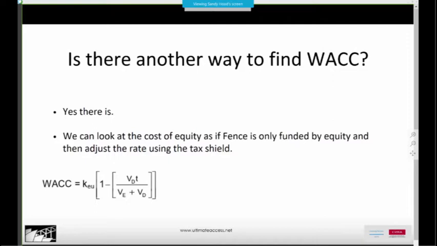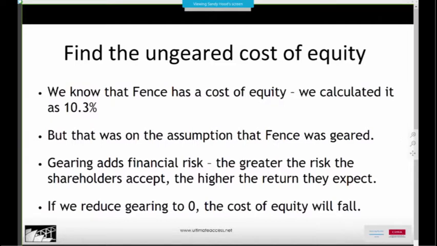So we would expect an ungeared company to have a higher weighted average cost of capital than the one that's got gearing. We'll look at this using a couple of diagrams in a minute. Fence was geared, but we're going to reduce the gearing to 0, and so the cost of equity will fall because they're not carrying any risk.